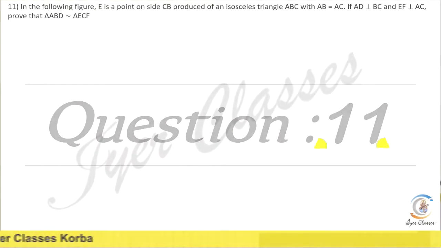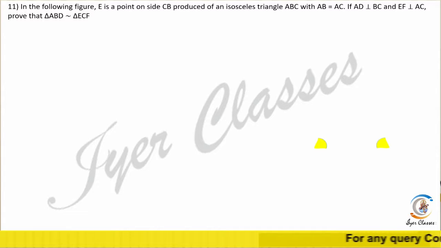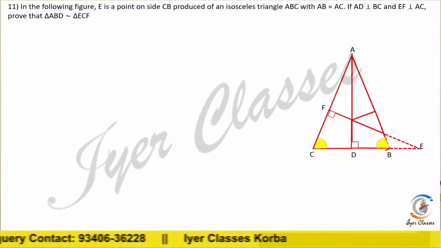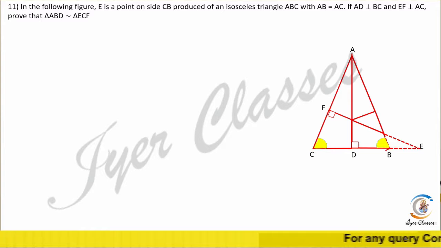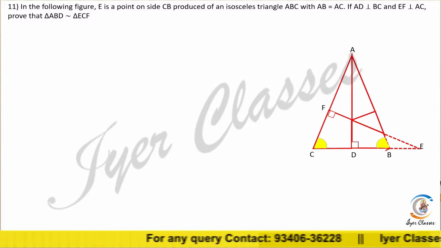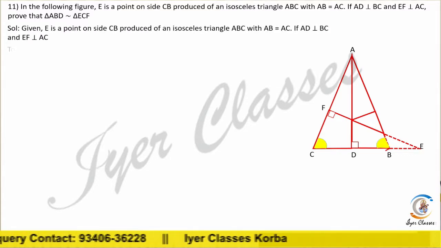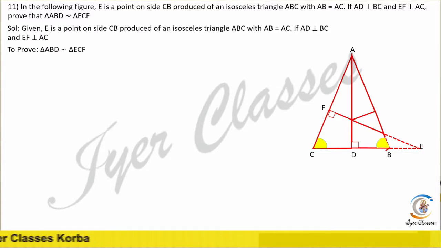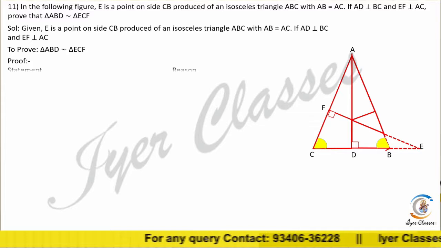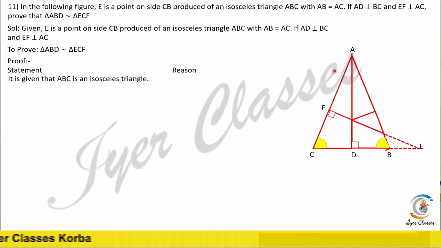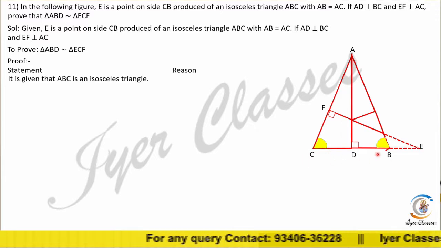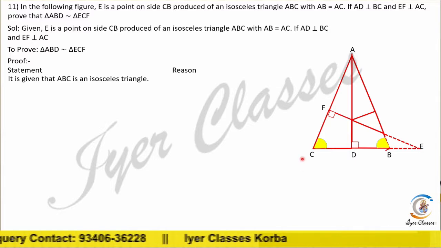Question number 11. In the following figure, D is a point on the side CB produced of an isosceles triangle ABC with AB equal to AC, and if AD is perpendicular to BC and EF is perpendicular to AC, prove that triangle ABD is similar to triangle ECF, right? What is given to you? You are given a triangle ABC, as you can see in the diagram. In that you're given that AB and AC are equal to each other, AD is perpendicular to BC and EF is perpendicular to AC, right?